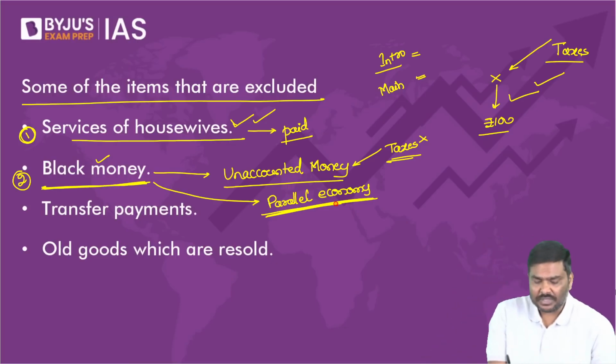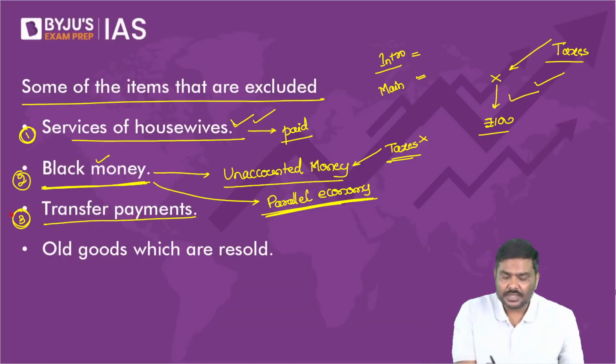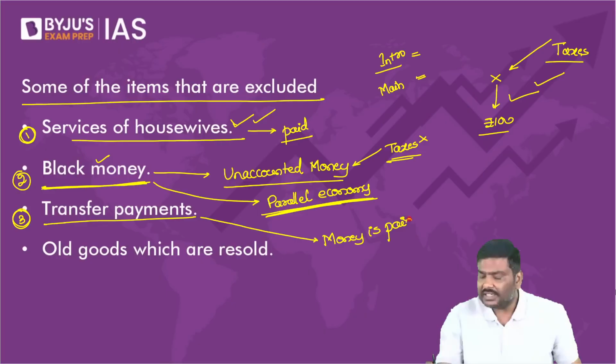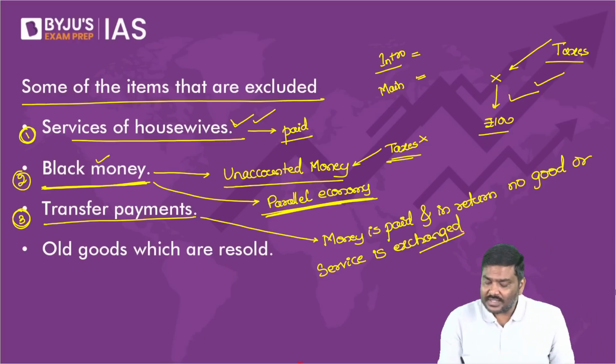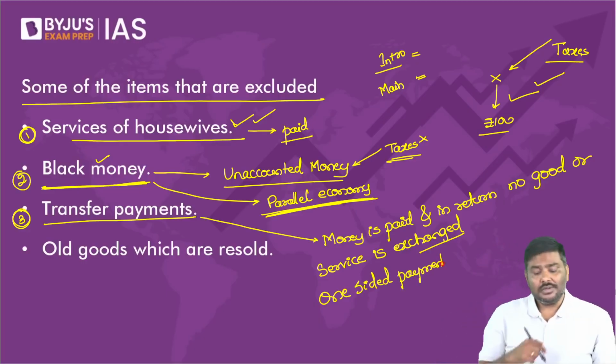Third one is transfer payments. Transfer payments means money is paid, and in return, no good or service is exchanged. That is basically referred to as a transfer payment. Or else there is one more name for this: one-sided payments. One-sided payments are also referred to as a transfer payment.